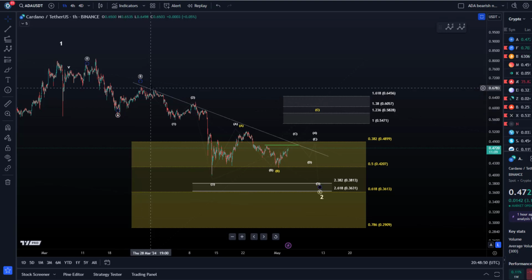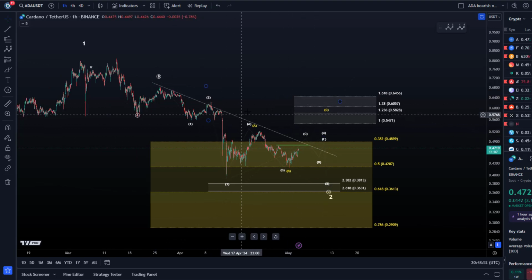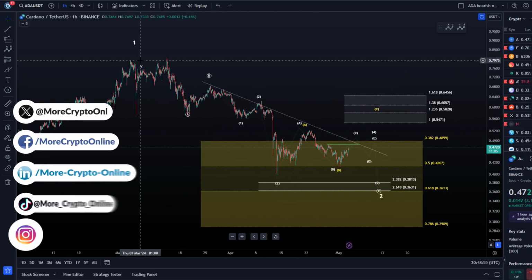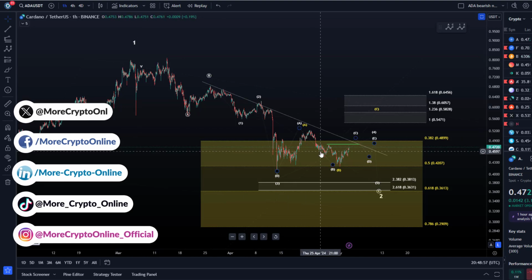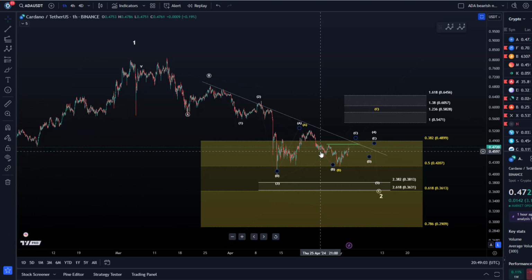ADA is still below the trend line, okay? Obviously, the ADA price in recent weeks pulled back into this larger support region. This support region has been defined already a while ago, and it's between 29 cents and 49 cents. That's our support region here for the current wave 2 pullback.